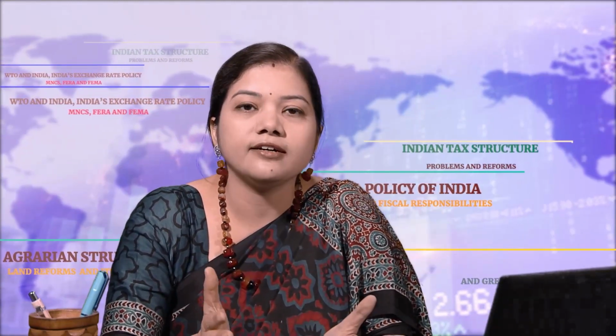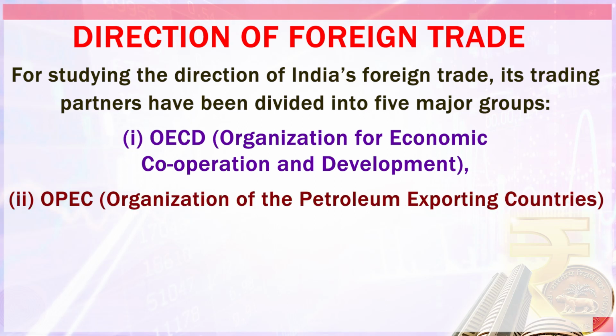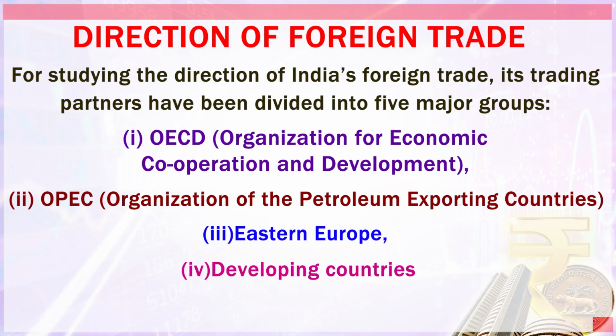While discussing the direction of imports, I will divide the whole world into 5 groups. One is OECD countries, that means Organization of Economic Cooperation and Development. Second is OPEC countries, which implies Organization of Petroleum Exporting Countries. Third is Eastern European countries. Fourth is developing countries, and others.